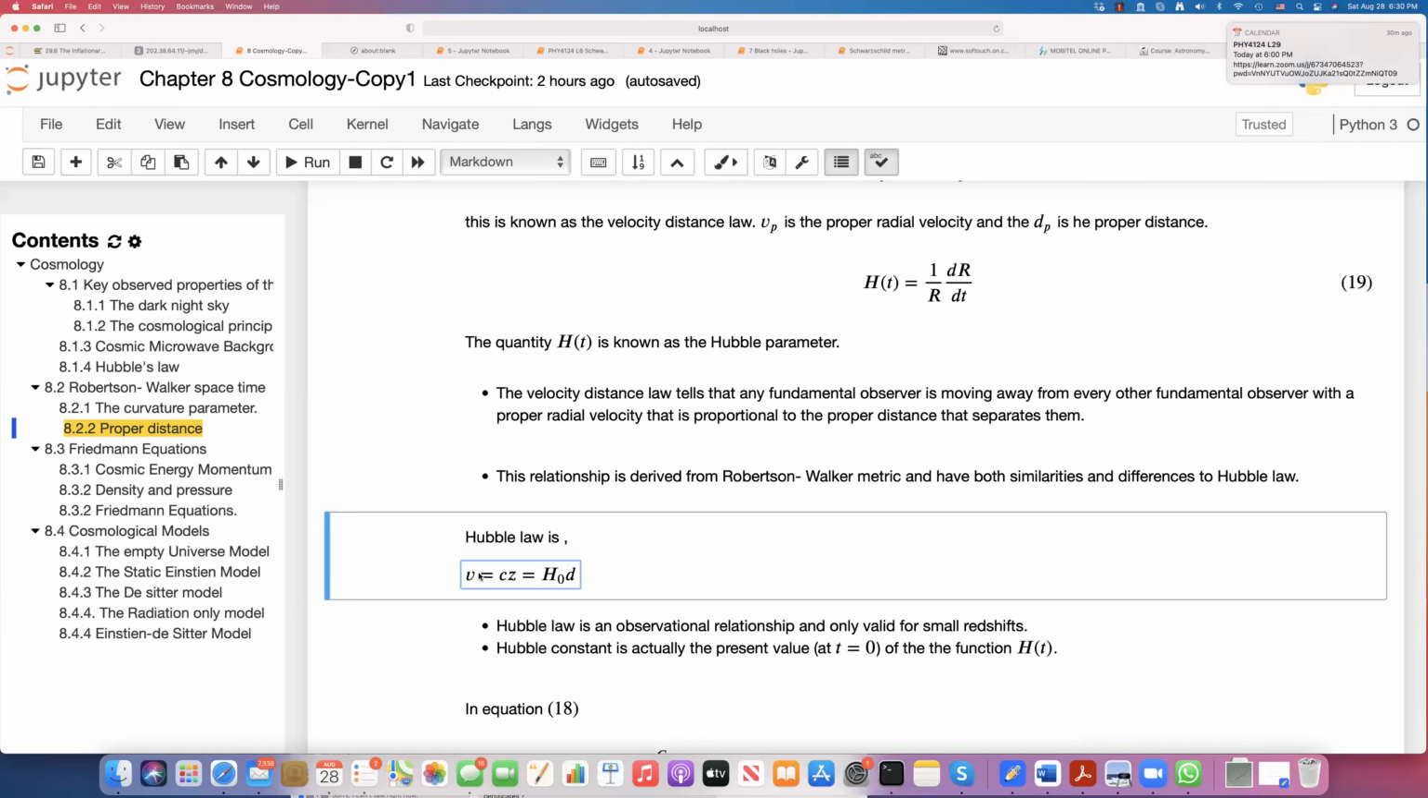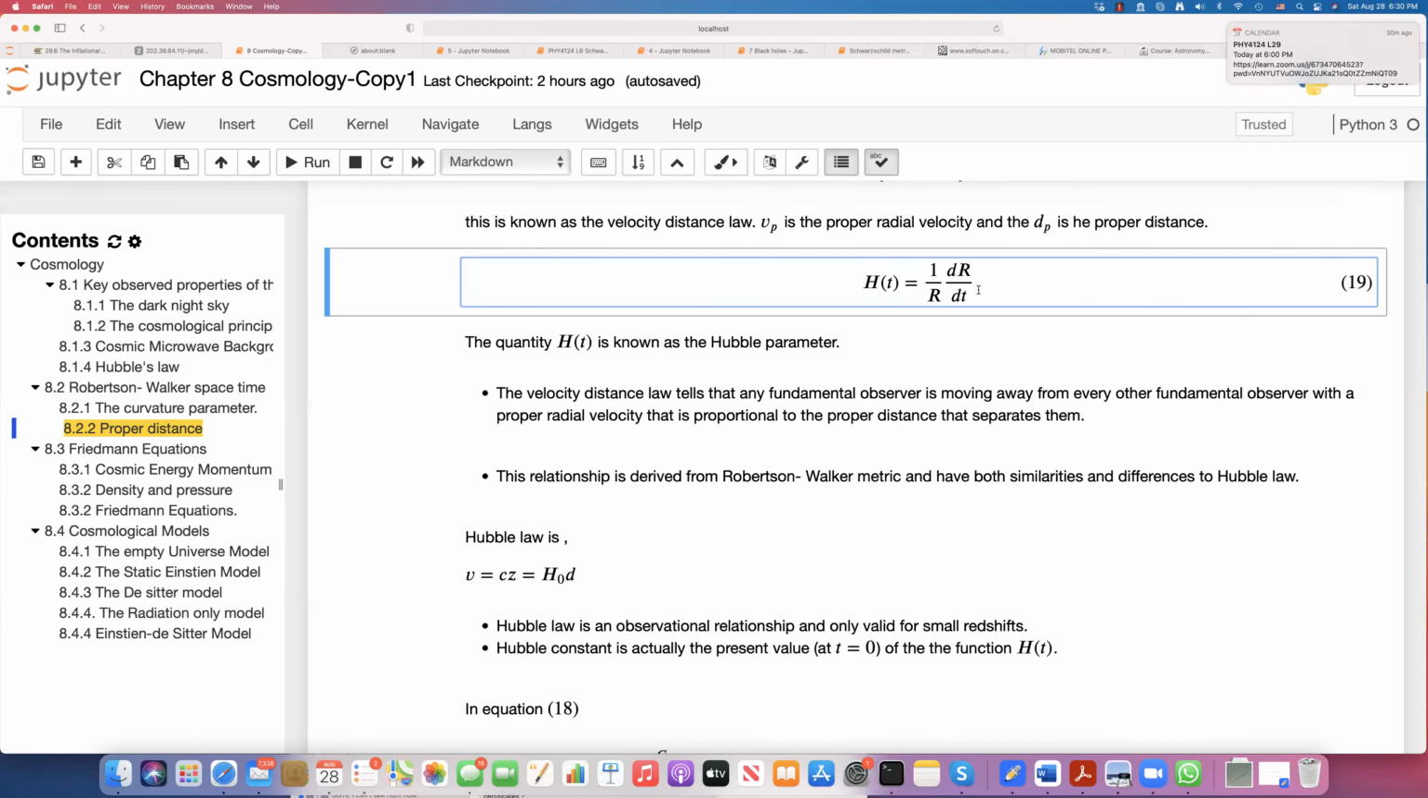So you should actually remember Hubble's law, and at the same time, it is very important that you remember this expression for the Hubble parameter as well.